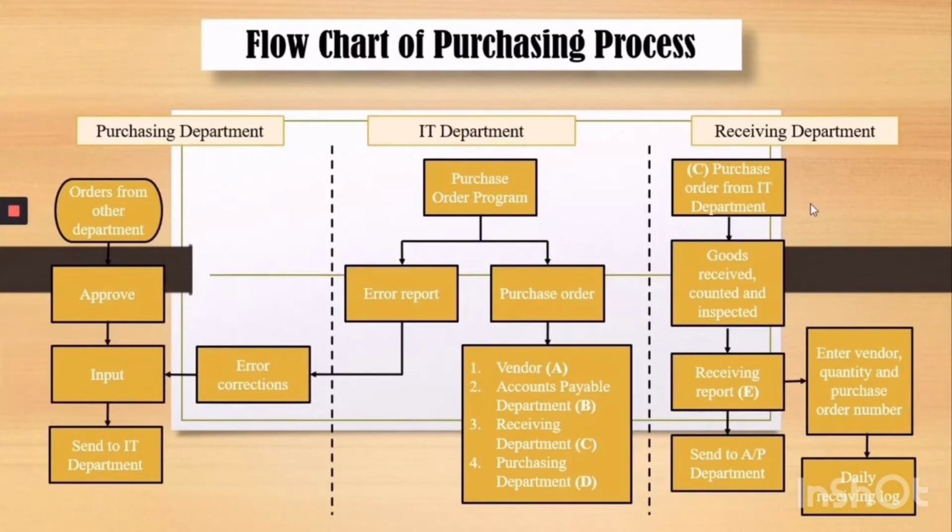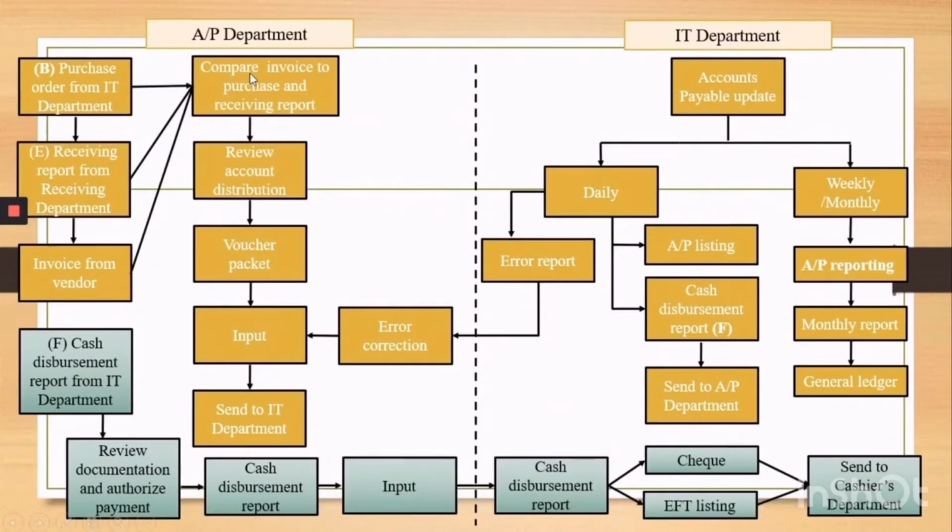In receiving department, from the purchase order, goods are received, counted, and inspected. Then the receiving report will be sent to accounts payable department and also entered for vendor, quantity, and purchase order number. In accounts payable department, the purchase order, receiving report, and also invoice from vendor are collected. Then the accounts payable department will compare the invoice with the purchase order and receiving report, and they will also review account distribution, and the voucher packet is produced, and the input is sent to IT department.